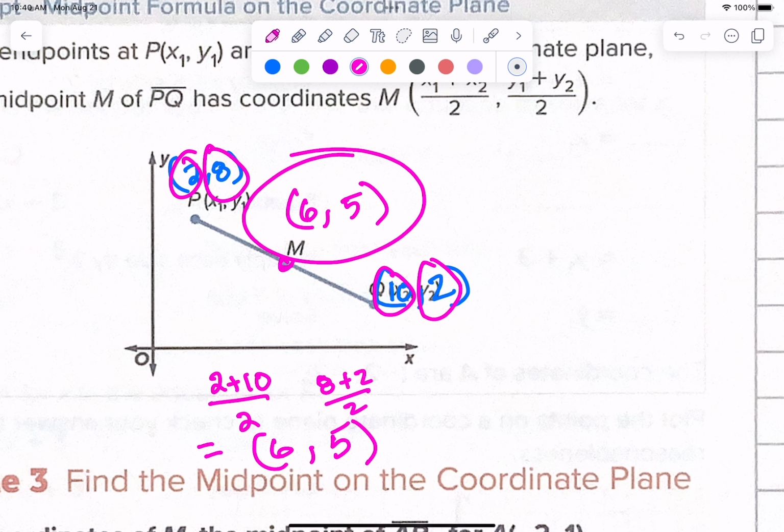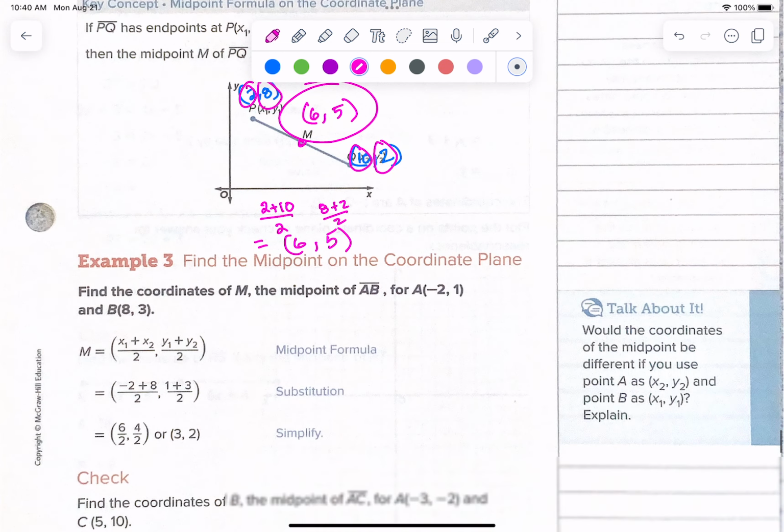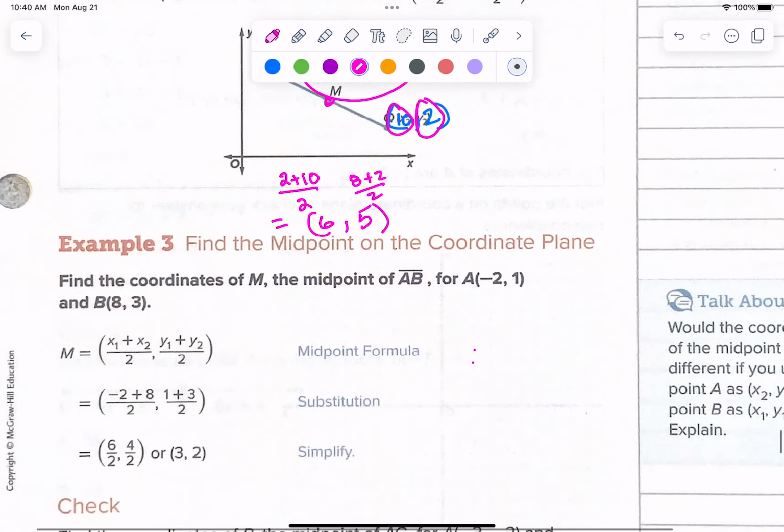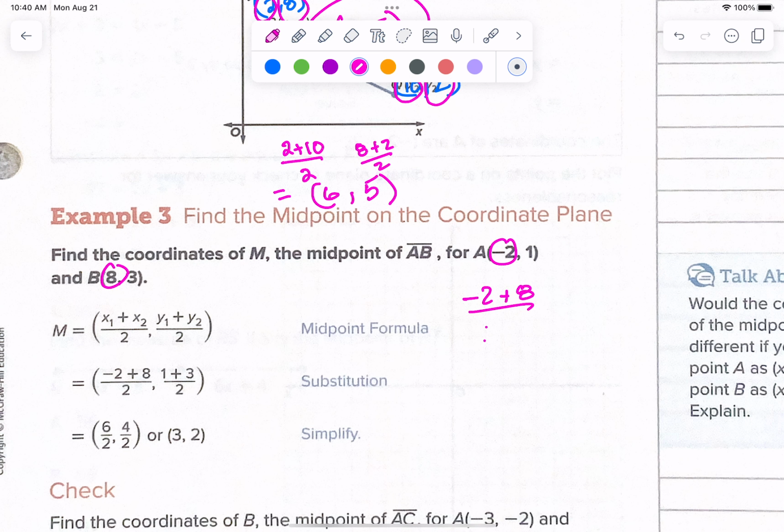Finding the midpoint is still like finding the average, even if you have coordinate points. You're adding them together and dividing by 2. That's it. You just do it twice. Got it? Let's do this one. Find the midpoint, and they're not graphed. Negative 2 and 8 is what we're adding together and dividing by 2, and then I do the same thing for 1, comma 3. 1 plus 3 divided by 2.